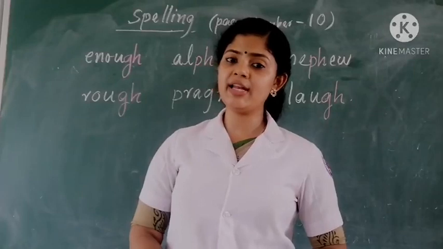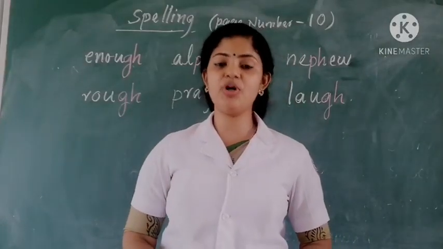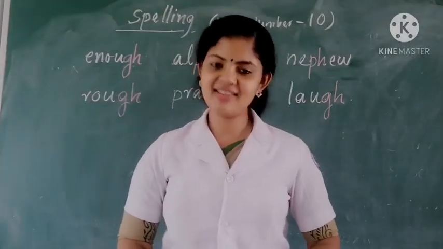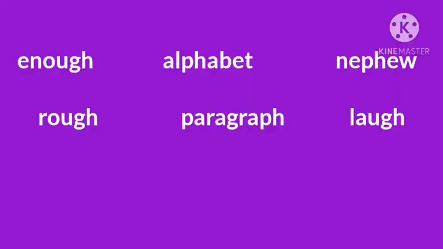Children, now let us do another textual activity from your textbook, page number 10, that is spelling. Children, here you can see some words. Can you read this? Enough, alphabet, nephew, rough, paragraph, and laugh.